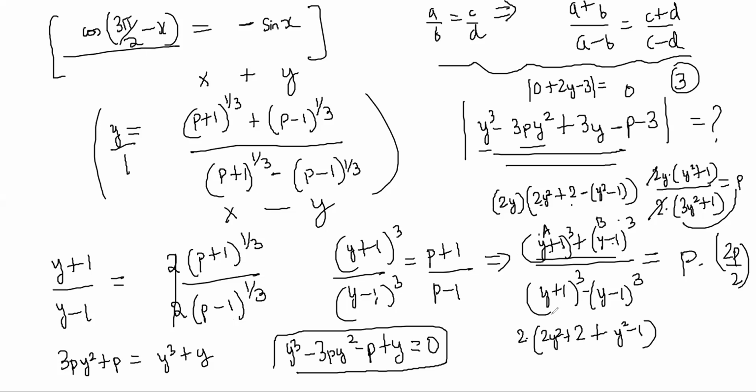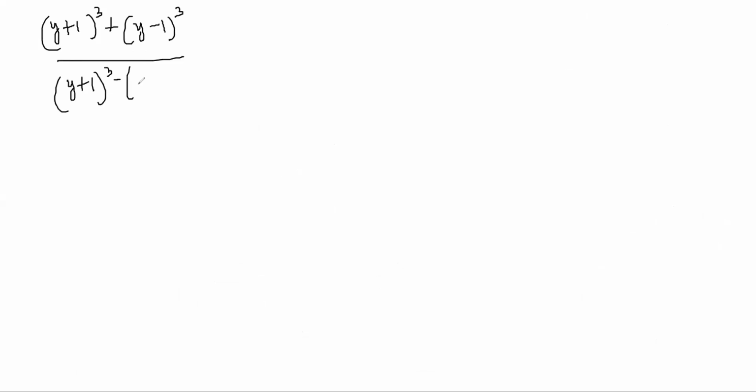Okay, maybe in this addition part we have made an error. I'll do it again. (y plus 1) whole cube plus (y minus 1) whole cube, by (y plus 1) whole cube minus (y minus 1) whole cube is equal to 2p by 2 or something, right? p plus 1 by p minus 1. So 2p by 2. Okay. This part you can expand and do it also.